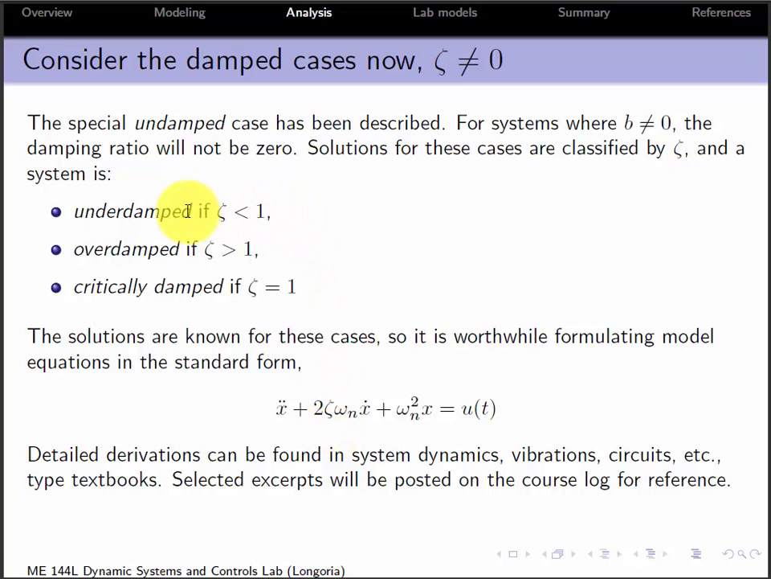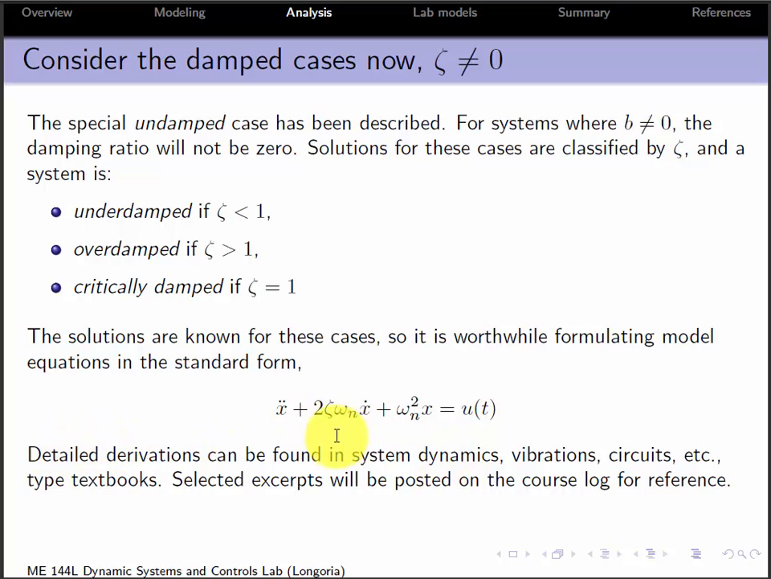If zeta is less than 1, we call that underdamped. If zeta is 0, obviously it's undamped. If it's greater than 1, that's the overdamped case. When zeta is equal to 1, that's critically damped. In each of these cases, the undamped, which we've already shown, underdamped, overdamped, and critically damped, all have different solutions for this simple linear ODE with constant coefficients, right?